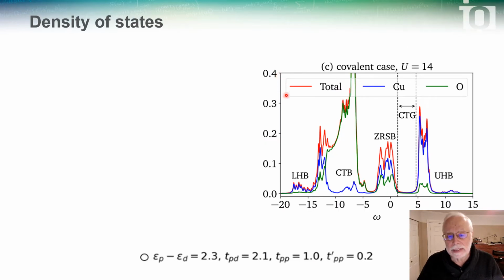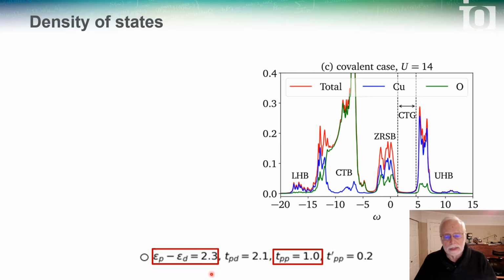Here you see the density of states for our reference material plotted as a function of energy. In blue is the density of states on copper, and in green on oxygen. Red is for the total density of states. You can see the lower Hubbard band, the upper Hubbard band, and the charge transfer gap. At the Fermi energy, there's a strong hybridization between copper and oxygen. This is the Zhang-Rice singlet band. So for this compound, we take TPP equals 1, as I mentioned, and epsilon p minus epsilon d is 2.3. We call this the covalent case.